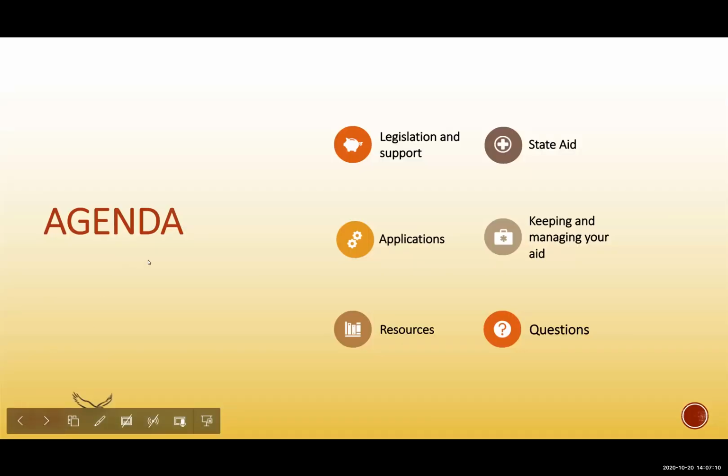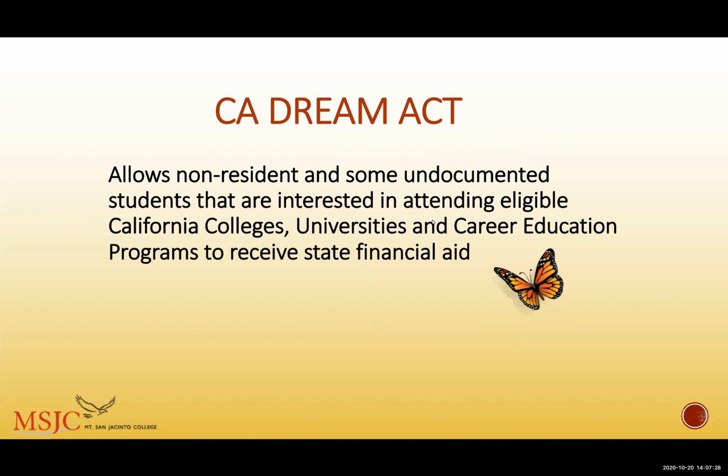Okay, so our agenda for today will be going over a little bit of what the legislation and support is, the state aid applications, keeping and managing your aid, some resources, and then some questions if we have any at the end. Okay, so the California DREAM Act basically allows non-resident and some undocumented students that are interested in attending a school in the state of California, and that are eligible for the DREAM Act applications, to receive state aid.